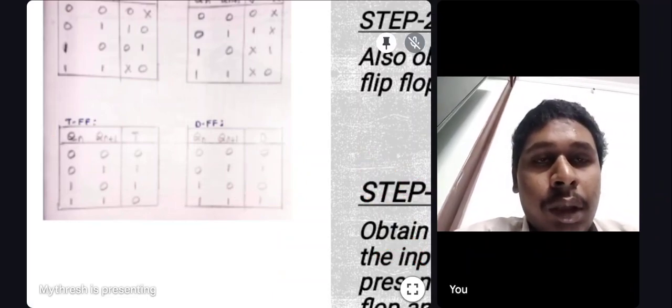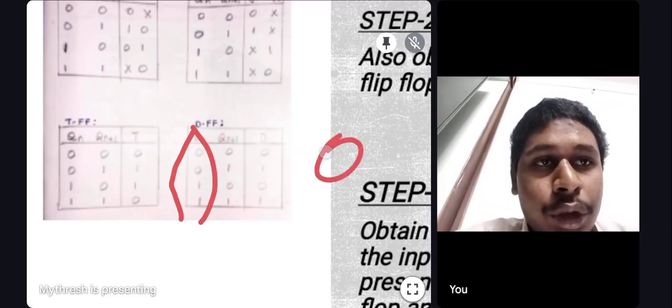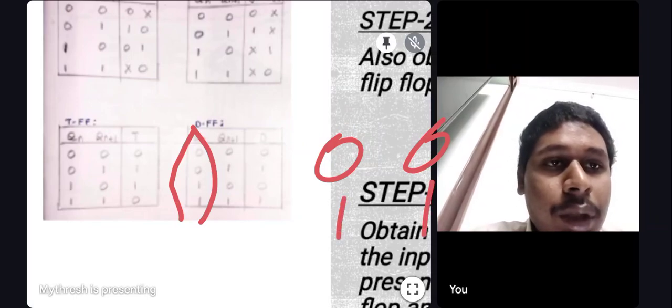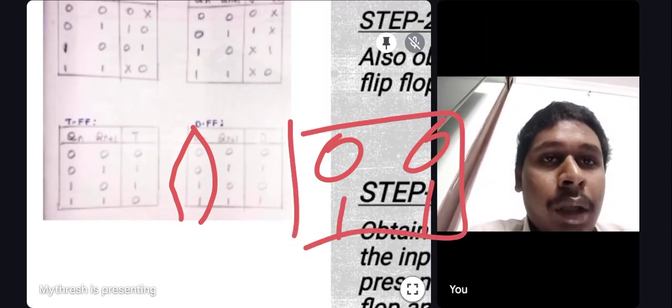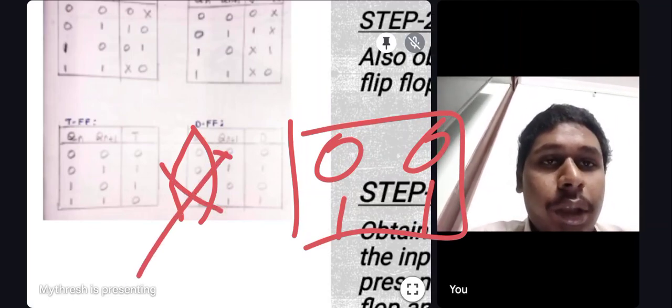And for the D, the present state can be anything, but if the next state is 0, the D becomes 0. If the next state is 1, it becomes 1. Similarly, the present state is taken as the don't care condition.